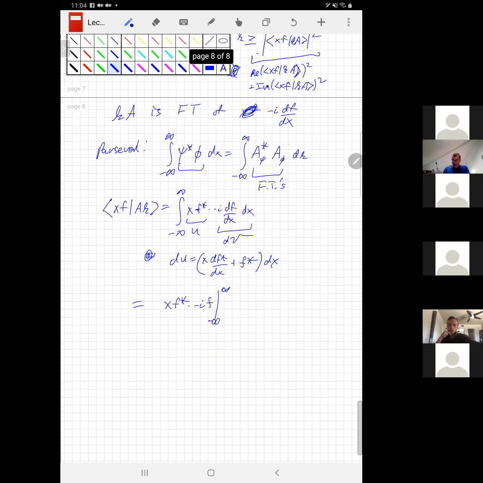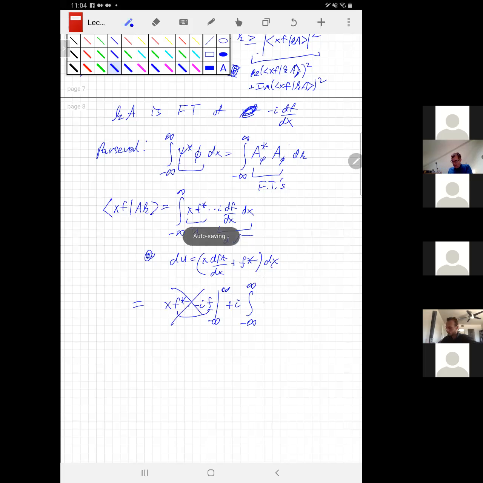So this product must be decaying more rapidly than 1 over x, which means that, yeah, we're multiplying by x, which is going to infinity, but f star f is going to 0 even faster. So x times f star f must be 0. And then we're left with plus i times the integral from minus infinity to infinity of v du, okay?